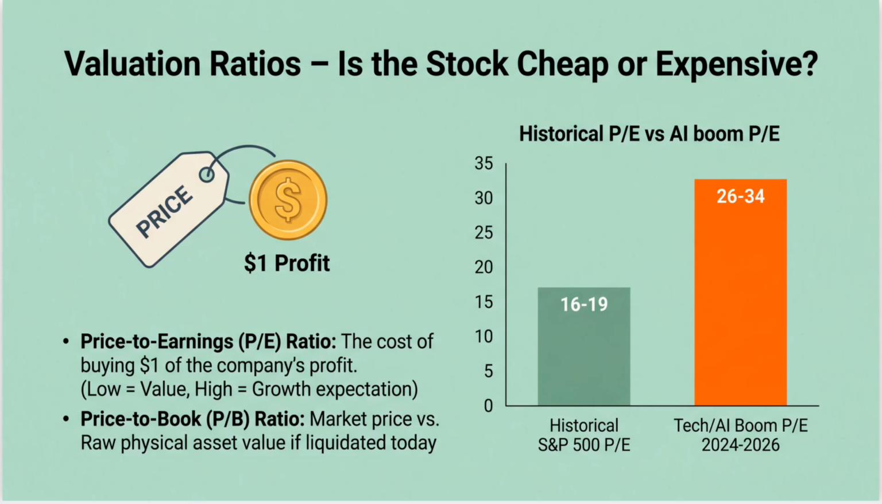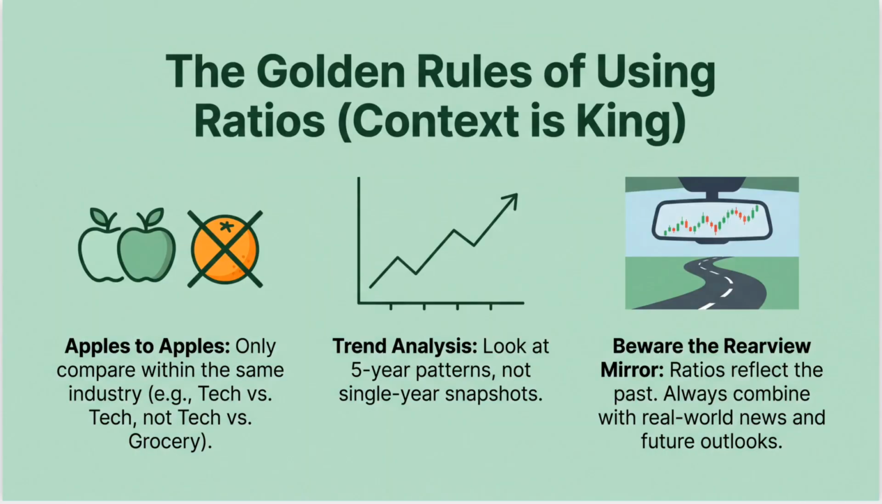Price to earnings and price to book connect the market price to profits and assets, giving investors a way to compare what they pay with what they receive. The chart also shows how tech and AI era valuations can run much higher than historical norms, which raises expectations for future growth. Finally, this slide brings everything together with a few golden rules.